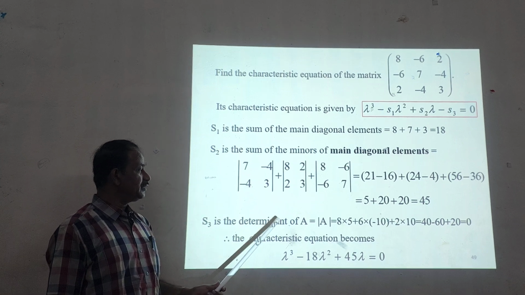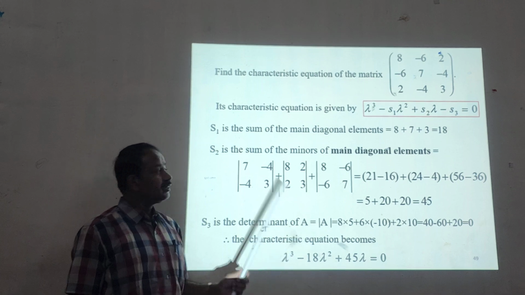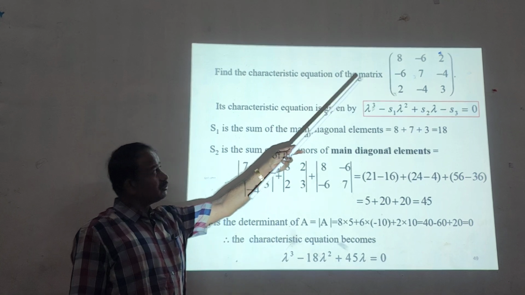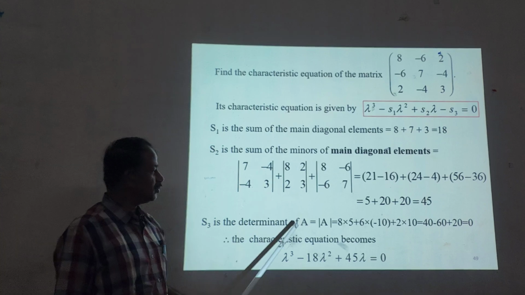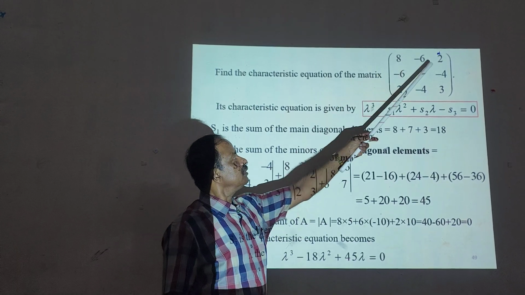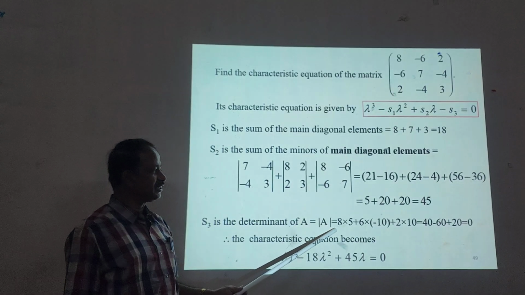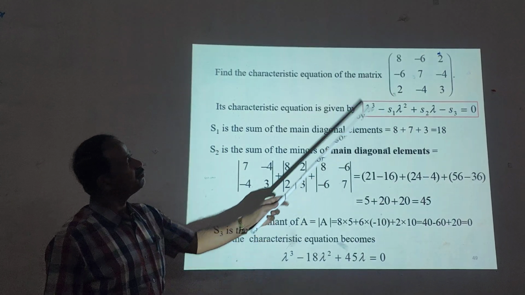S3 is the determinant of A. So determinant of A, you have to find out the determinant. Okay. So A, which is equal to, as usual, you will have to find out the determinant. How to find the determinant?